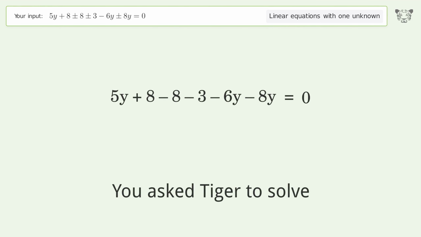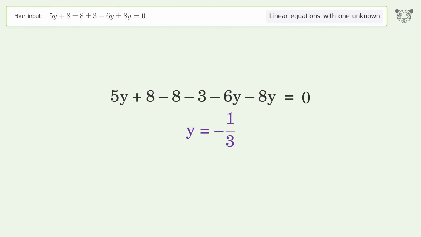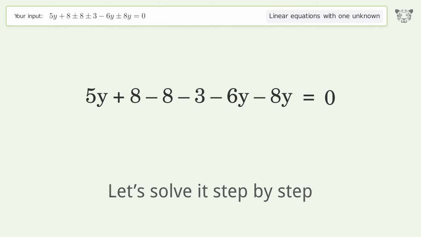You ask Tiger to solve. This deals with linear equations with one unknown. The final result is y equals -1/3. Let's solve it step by step.